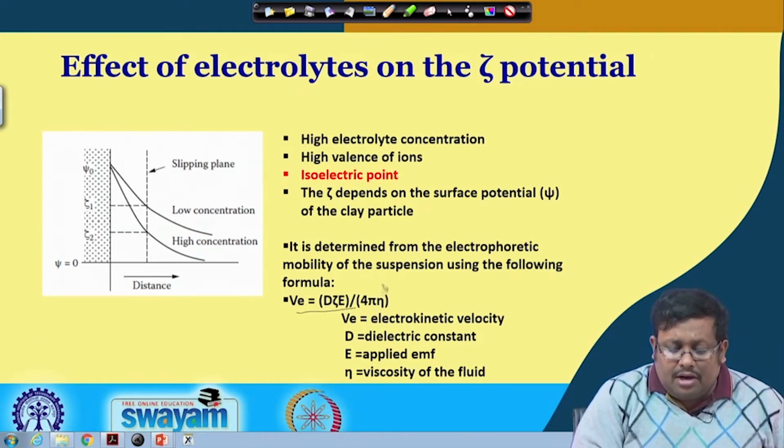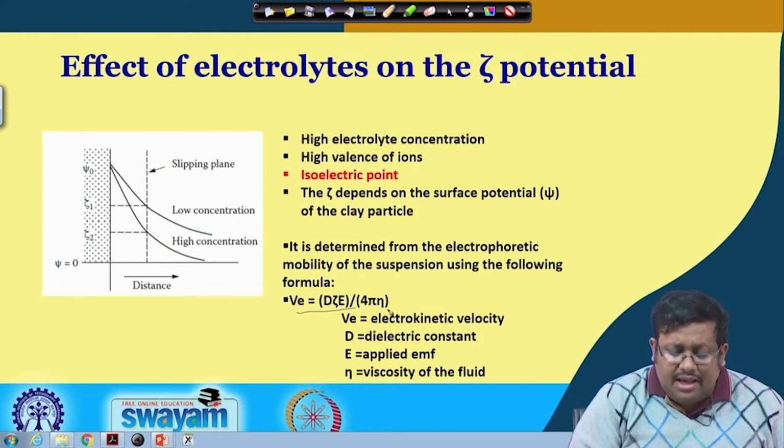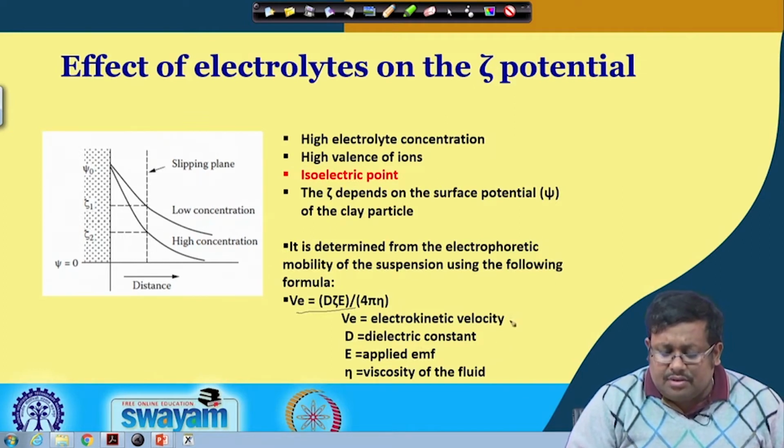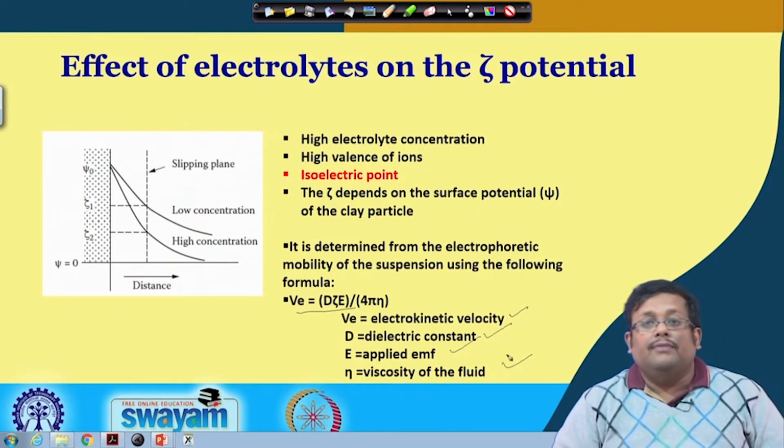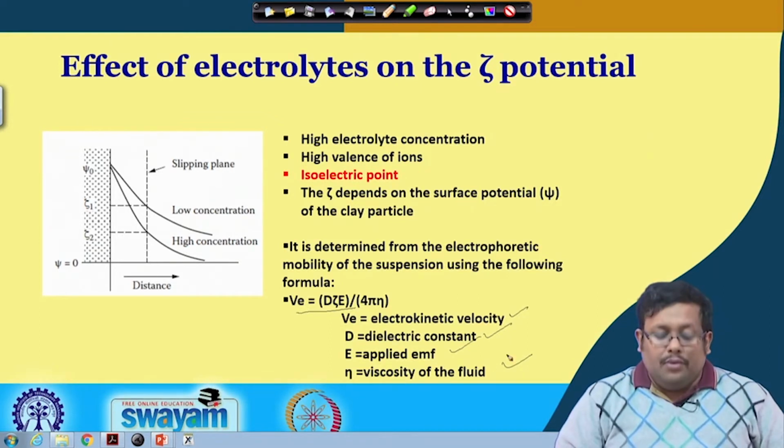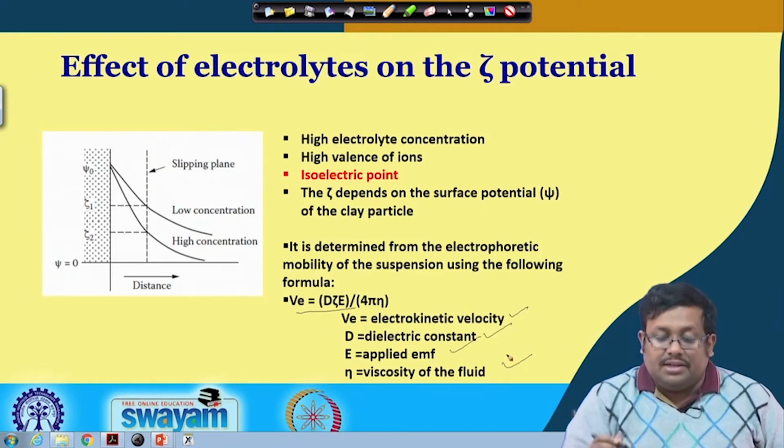dZe by 4 eta pi, where Ve is the electrokinetic velocity, d is the dielectric constant, E is the applied electromotive force, and eta is the viscosity of the fluid. So, by using this formula we can calculate the zeta potential.